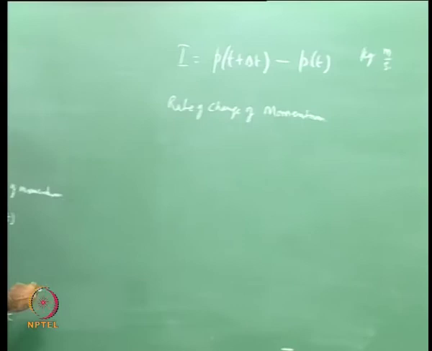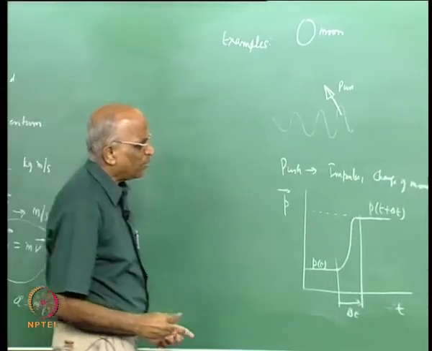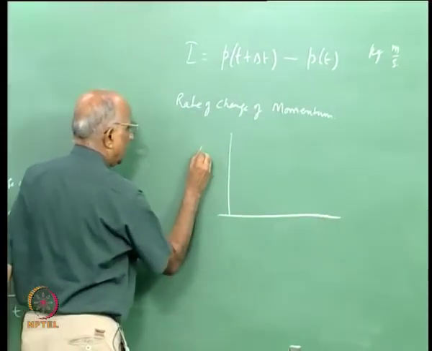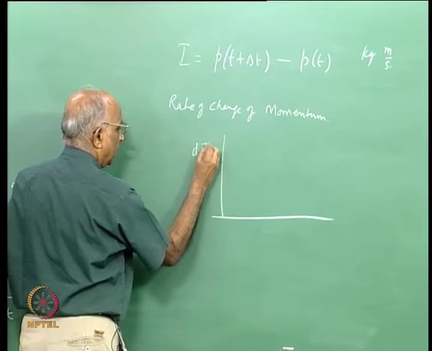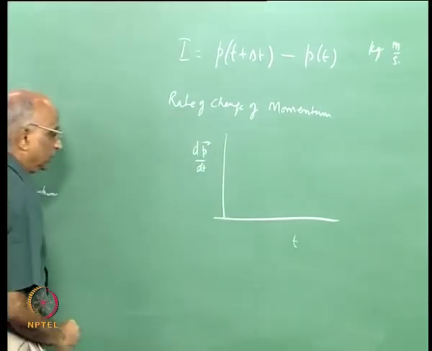I want to plot the rate for this particular figure. How will the rate look? Let us make a plot of this. We find that I have dp divided by dt. Now I plot it as a function of time.